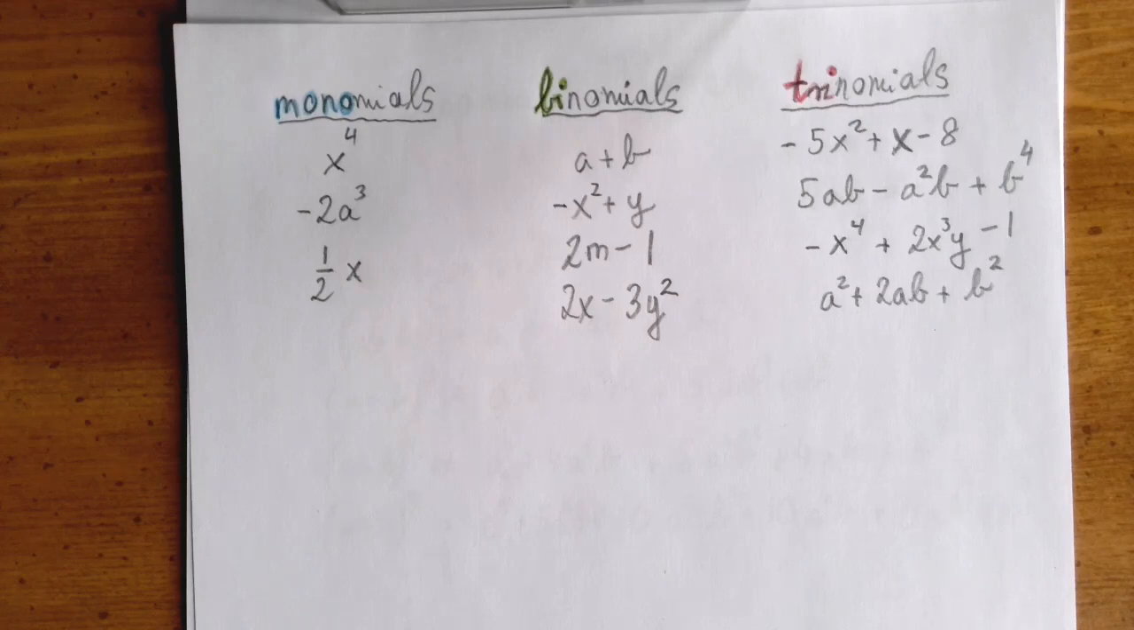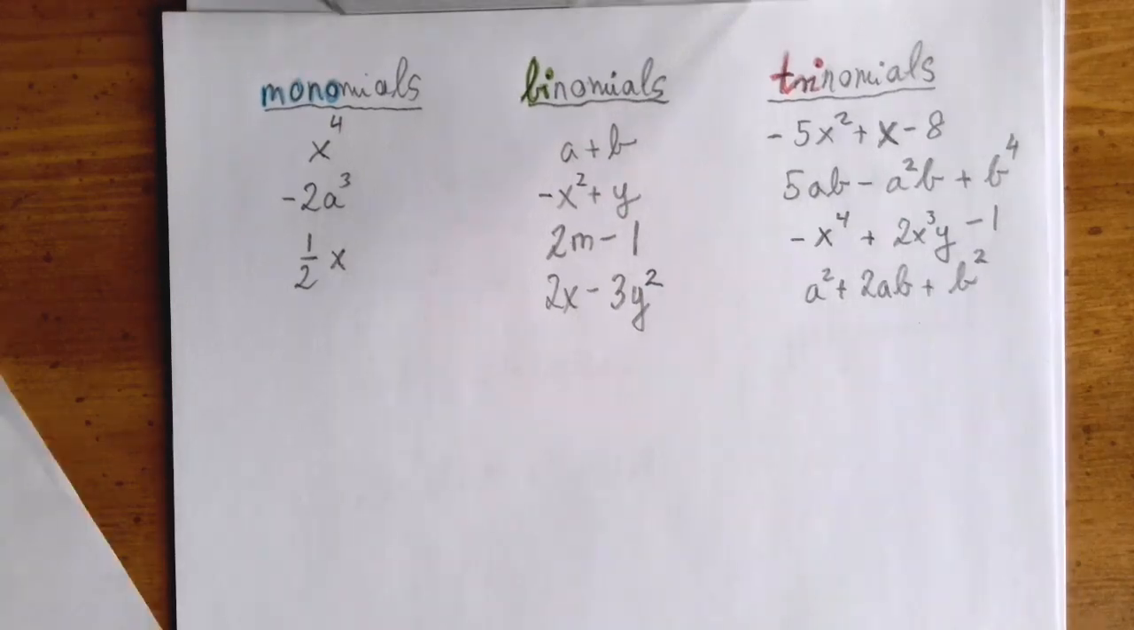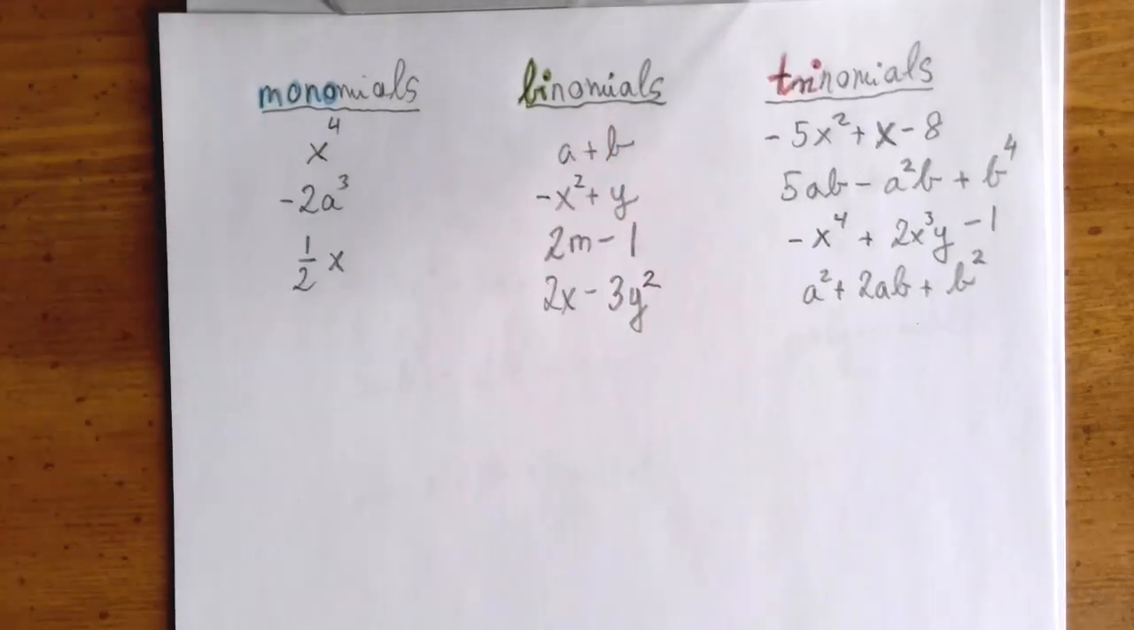monomials are a specific case of polynomials where there is just one term. A binomial is a polynomial with two terms, and a trinomial is, surprise, surprise, a polynomial of three terms. Okay. Today we're going to focus on binomials.